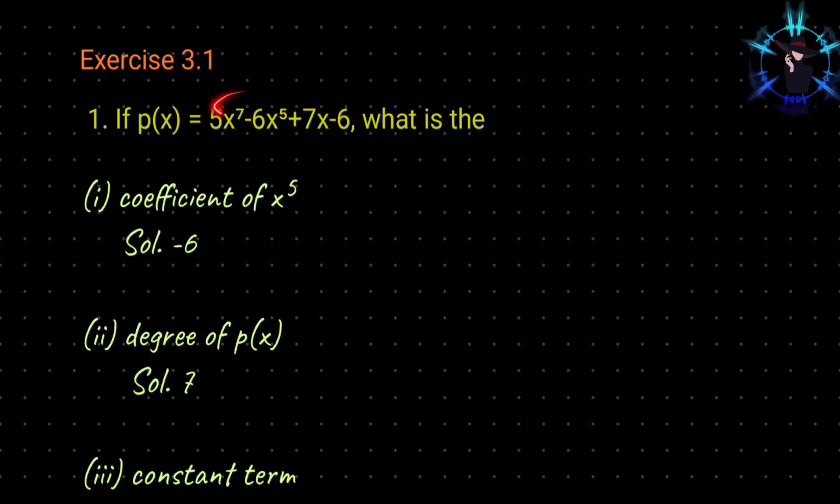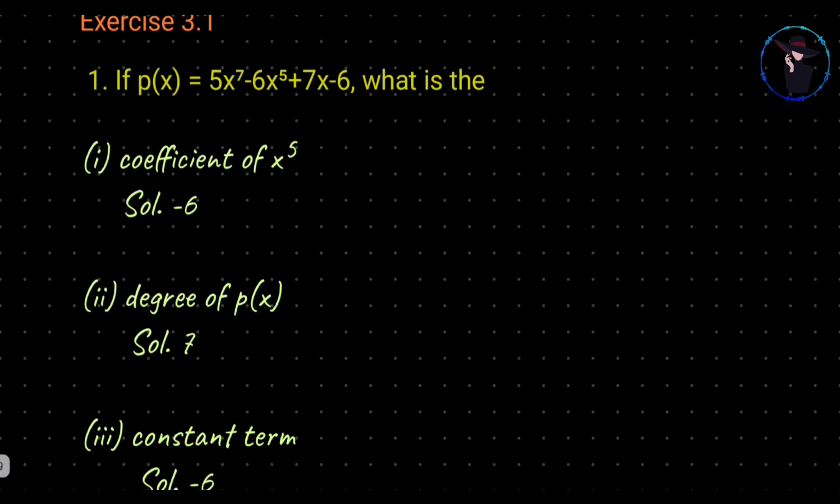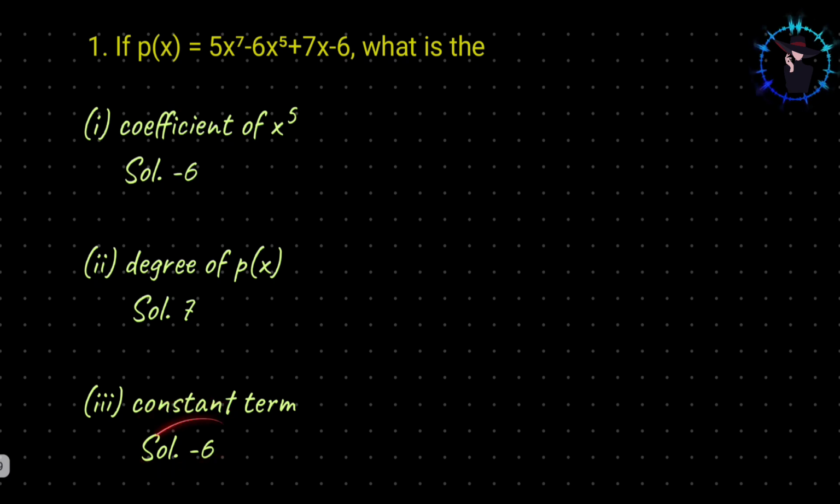Constant term. The constant term is the one which doesn't have any variable. This has variable x power 7. This has variable x power 5. This has variable x. But this minus 6 here doesn't have any variable. So it is known as the constant term. The answer is minus 6.